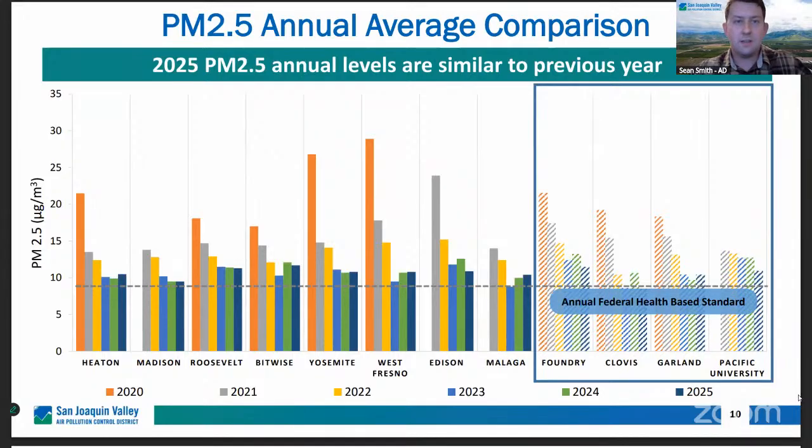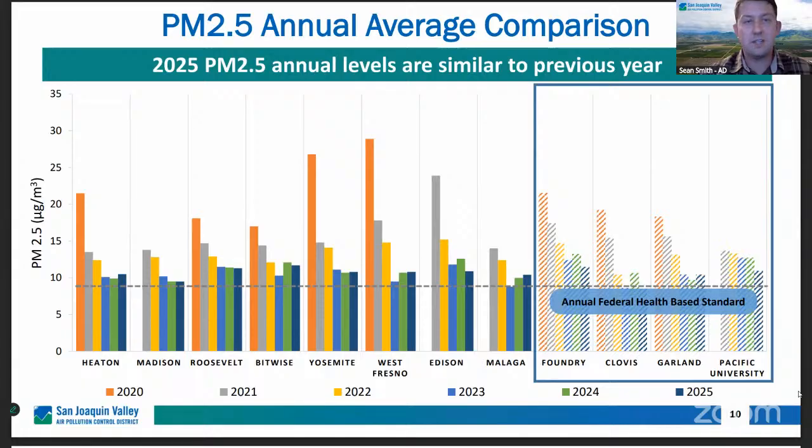So this slide depicts the annual average comparison, and we have our community air monitoring sites for PM 2.5 on the left-hand side. And then for reference, we also have the regulatory air monitoring sites. Concentrations are depicted on the left side, and on the bottom we have each specific site, and the respective year is pictured in different colors.